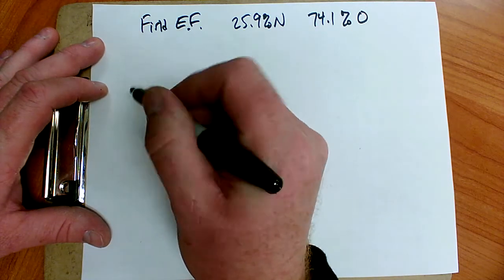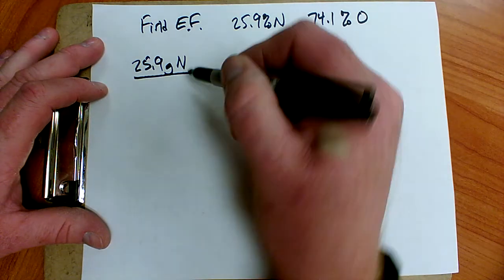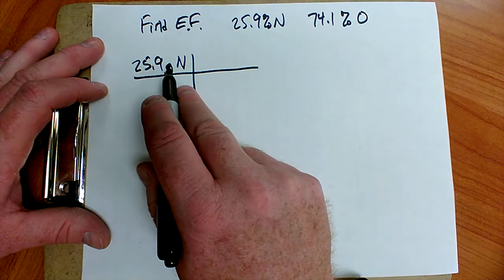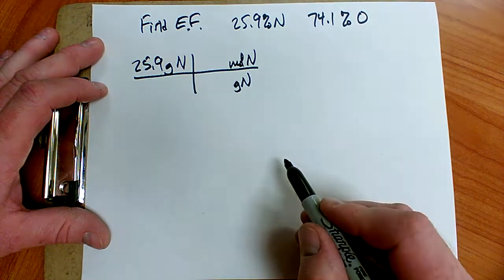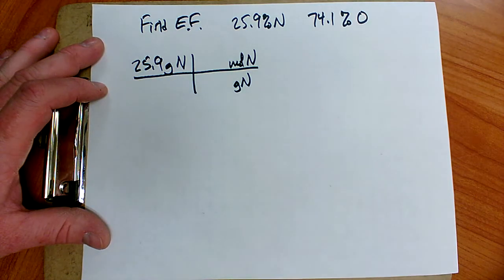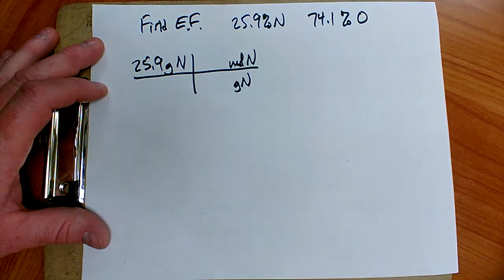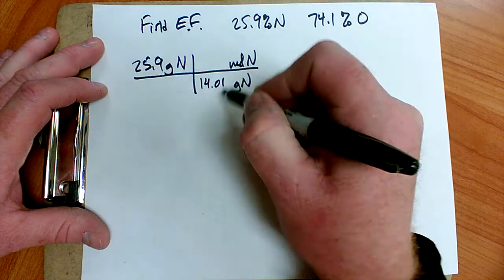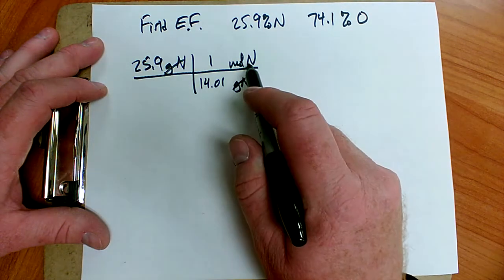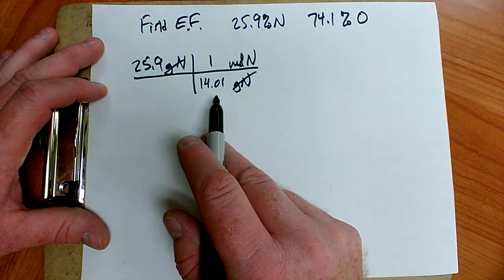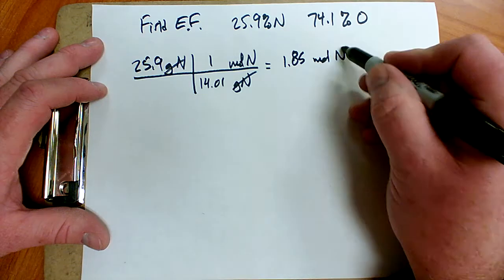So I'm going to start with 25.9 grams of nitrogen. And to convert to moles, I'm going to put grams of nitrogen on the bottom and moles of nitrogen on the top. And then the number that converts grams to moles is the molar mass. So I go to nitrogen, it's 14.01 grams for every 1 mole, like so. The grams of nitrogen will cancel, leaving me moles of nitrogen. So 25.9 divided by 14.01, I end up with 1.85 moles of nitrogen.